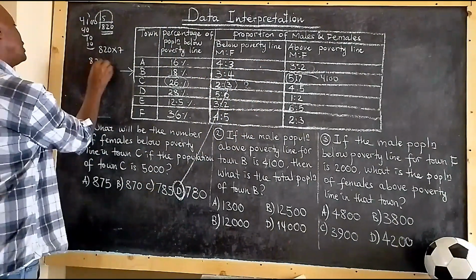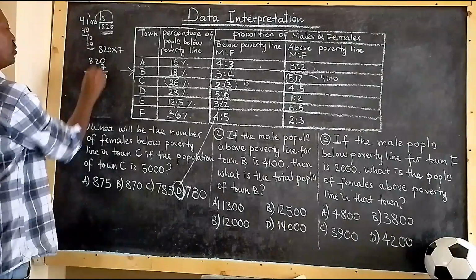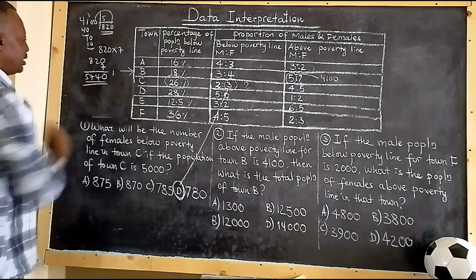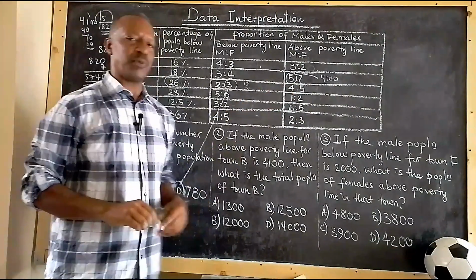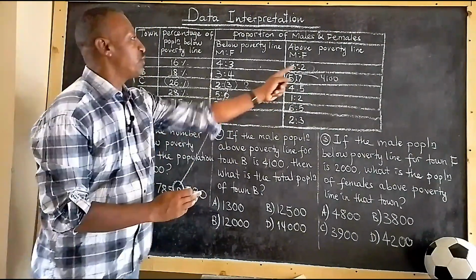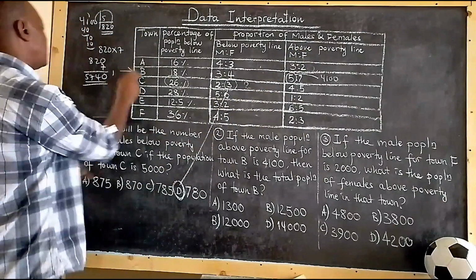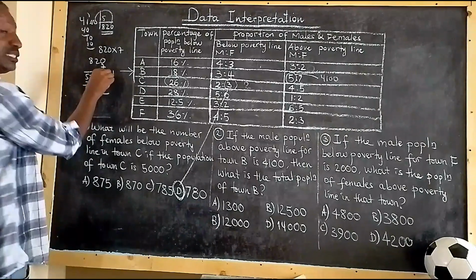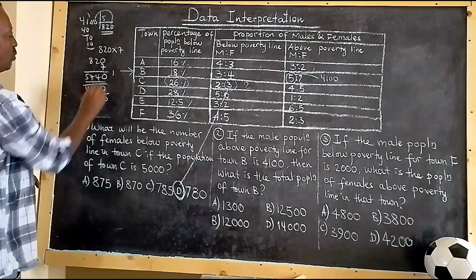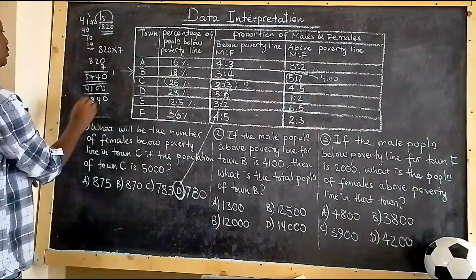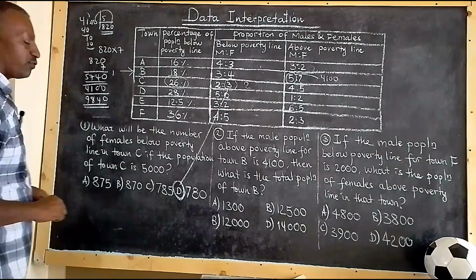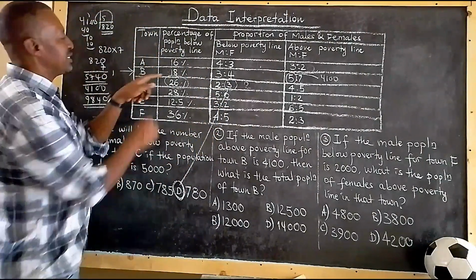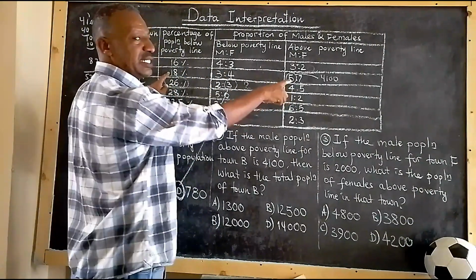Then 820 multiplied by 7 is 5,740. 5,740 is the female population. To get the entire population of female and male above poverty line in town B, you can just simply add 4,100, the male, and the female, right? So this means 9,840. 9,840 is the total population, which means that statistically this is the 82%, right?